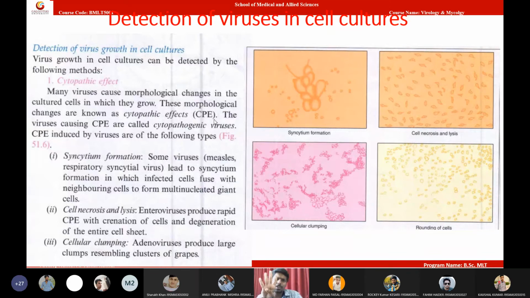Now we have four types of cytopathic effects. One will be syncytium formation. That means cells will club together to form giant cells. It will form a grape-like structure. This formation is called syncytium formation. Syncytium formation will be shown by measles. If you are growing measles virus in a tissue culture, then this measles virus will show syncytium formation. Very, very important. You need to memorize this, okay? So measles virus will show this syncytium formation.